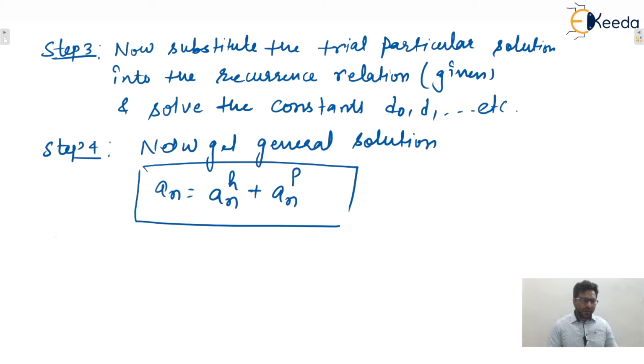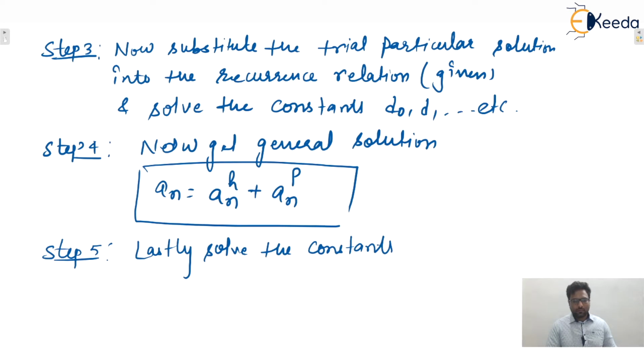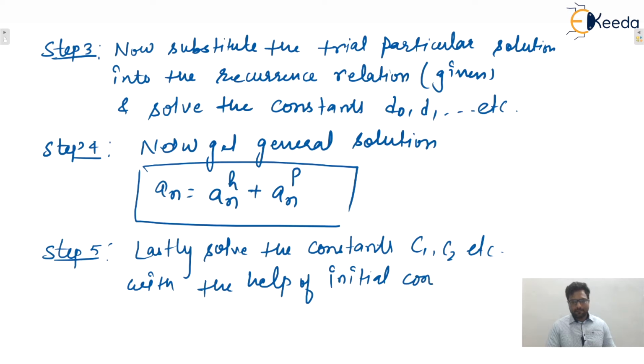So that will be your final step, that is step 5. In step 5, lastly, solve the constants c1, c2, etc., isn't it? By substituting, with the help of initial conditions, isn't it? So that is the final step.